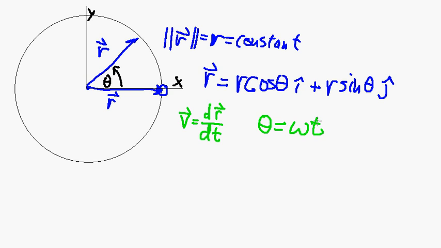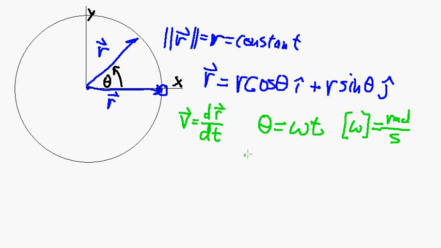Sorry, not theta, omega. The units of omega are radians per second. So if we're doing theta in radians, and t is in seconds, right? So the units of omega in SI units is radians per second. It's angle divided by time, is its dimensionality.